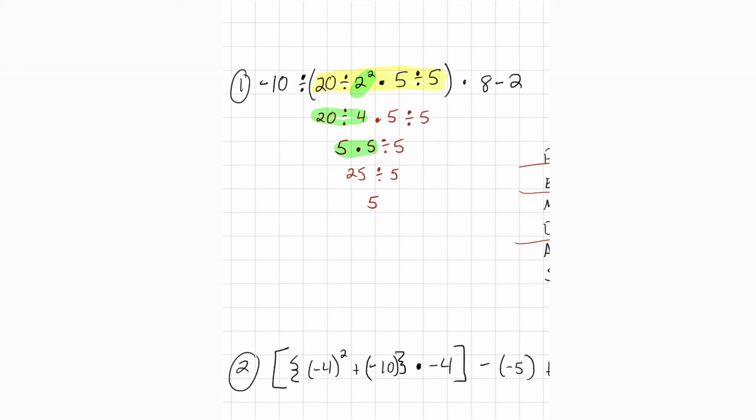From here, we can rewrite the rest of the problem that we've kind of neglected. So we have negative 10 divided by 5 times 8 minus 2. Now that's a lot more straightforward of a problem. So we look at our operations. We have division, multiplication, subtraction. That means we have to do any of the multiplication and division before we do the subtraction. Step 3 before step 4. Our first step, working from left to right, is negative 10 divided by 5. Negative 10 divided by 5 is negative 2. We rewrite the rest.